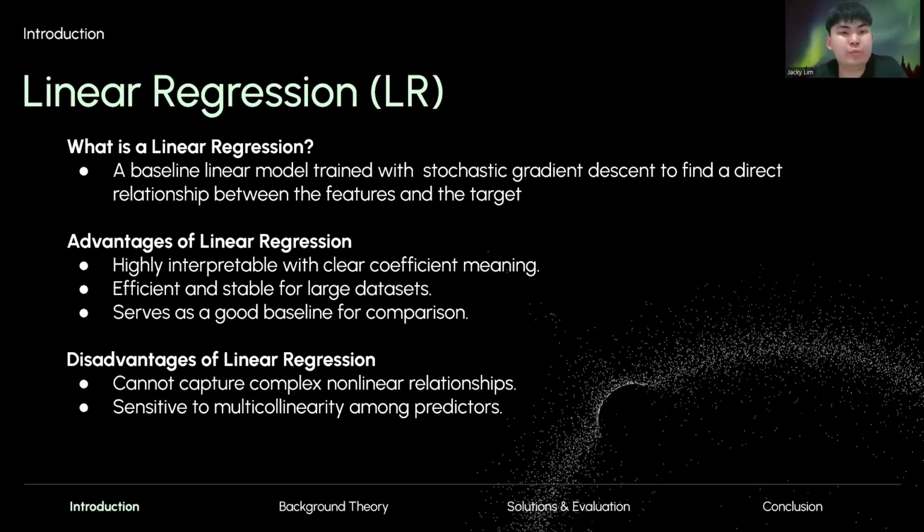Okay, so the first model is linear regression. It is a simple model trained using stochastic gradient descent to find a direct relationship between the features and the target. The advantage is that it is easy to understand and works well even with large datasets, making it a baseline model for comparison. However, it can't capture complex nonlinear relationships and it's quite sensitive when features are highly related.